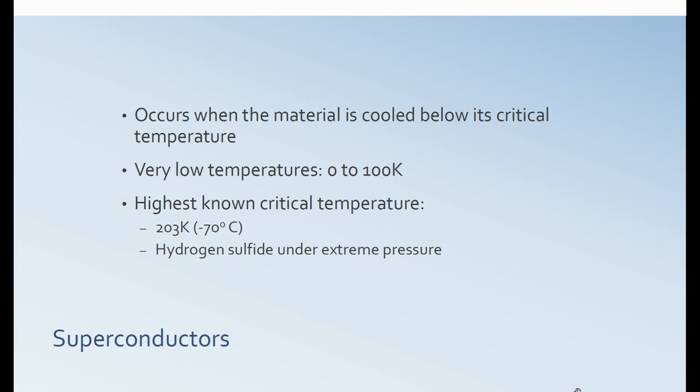The highest absolute known critical temperature that we know of is about 203 Kelvin, which is still minus 70 degrees centigrade. And we can get this by taking hydrogen sulfide and putting it under extreme pressure, and it becomes a superconductor at that temperature.